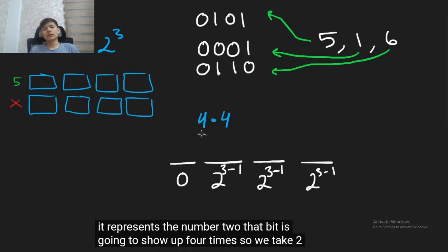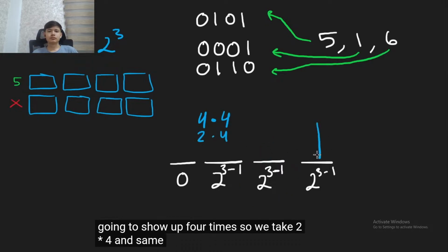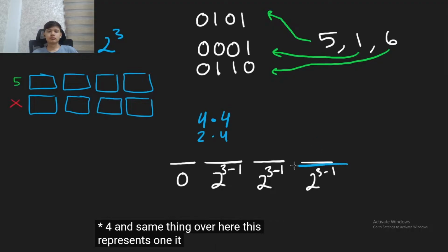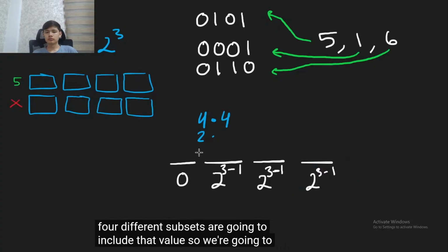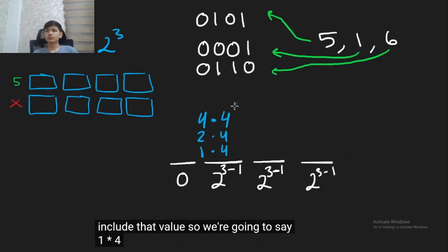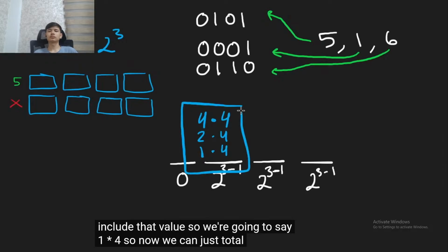So we take 2 times 4. And same thing over here. This represents 1. It shows up 4 times. 4 different subsets are going to include that value. So we're going to say 1 times 4. So now we can just total these up.